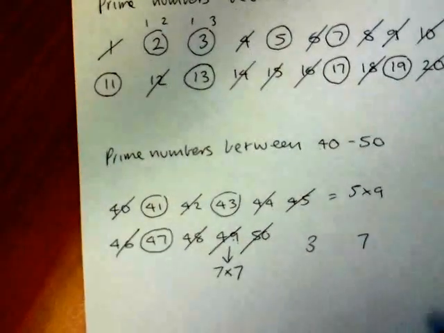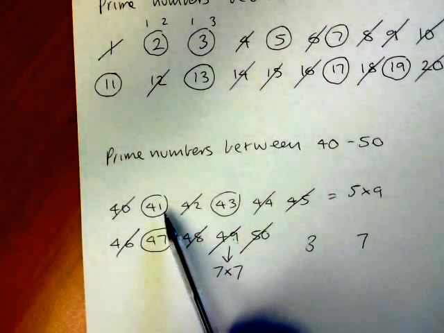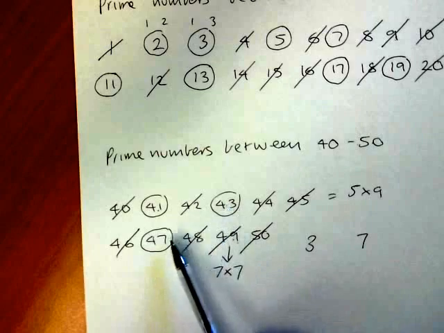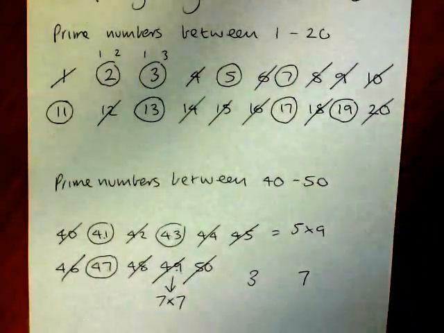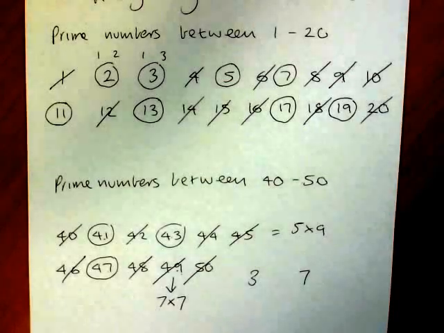So our answers then, the prime numbers between 40 and 50 are 41, 43 and 47. I hope this short video has helped you understand how to recognise prime numbers.